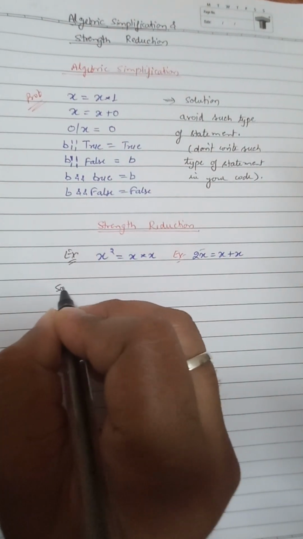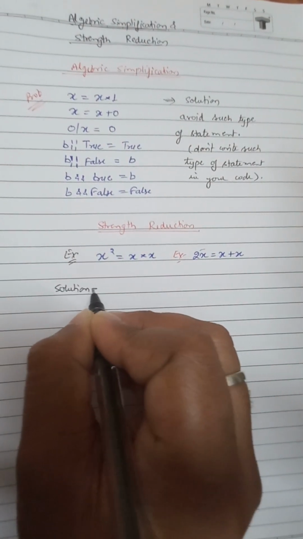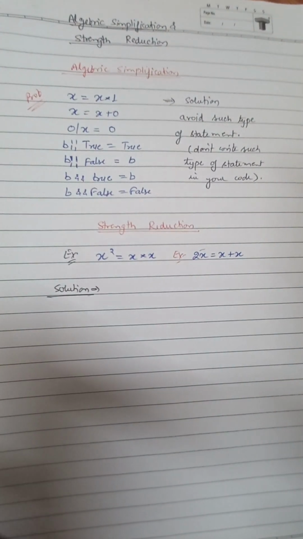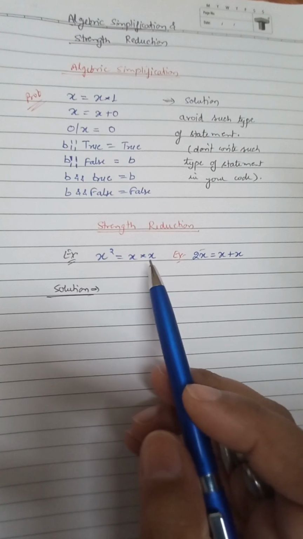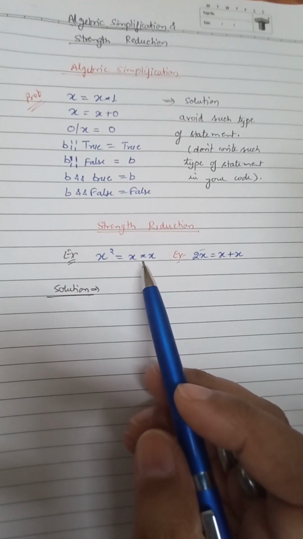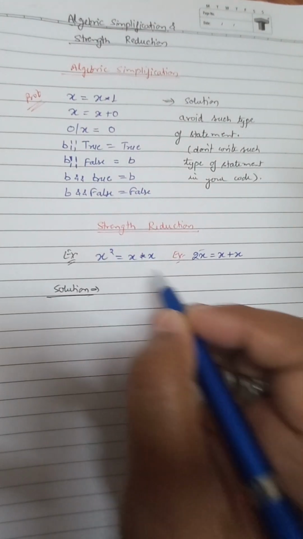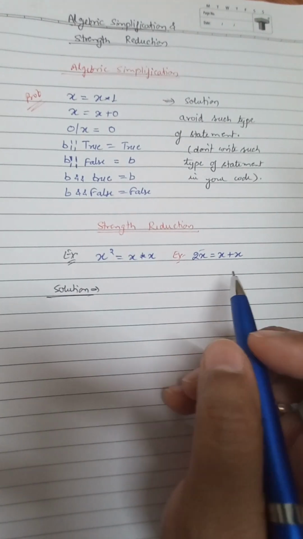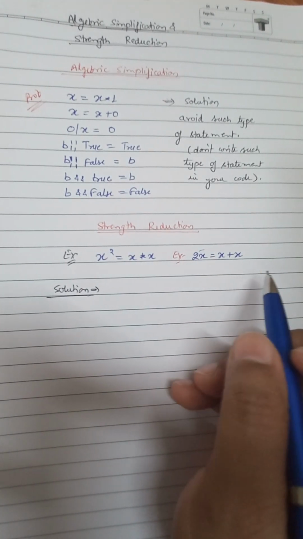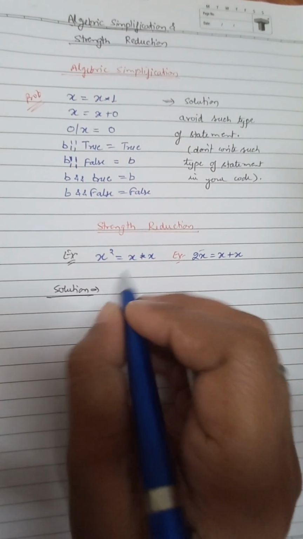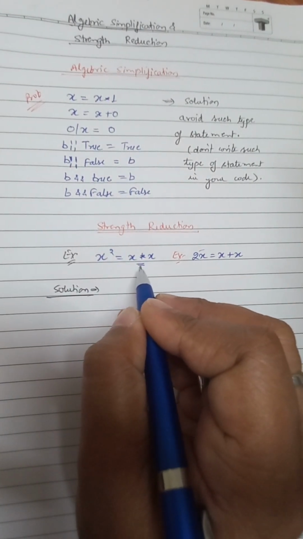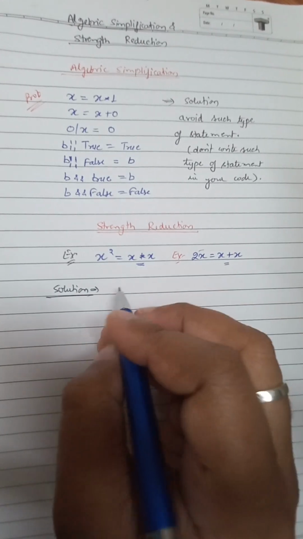So this is the problem, or we can say these are the statements. What is the solution for that? Strength reduction. We are able to see here that this is a square, so what I'm writing is multiplication, right? And here also 2x = x + x, so this is addition. So what is the solution? We can see this is a higher cost operator and this is a lower cost operator.